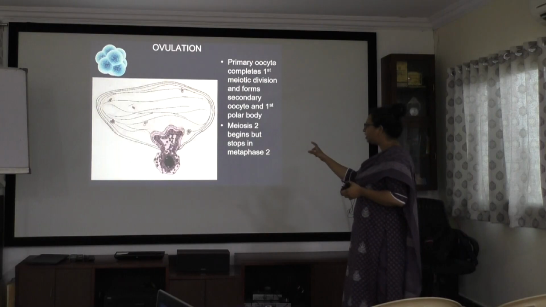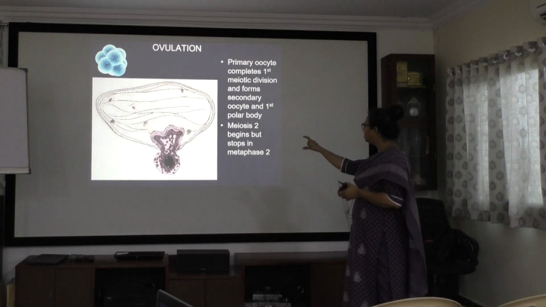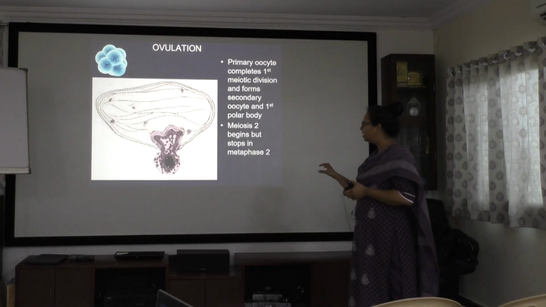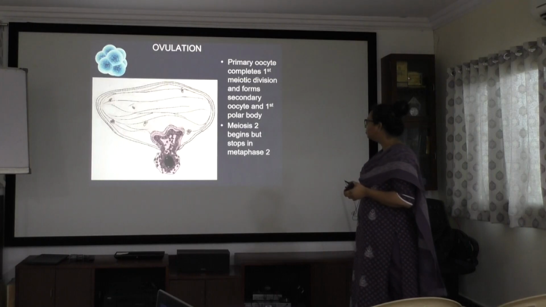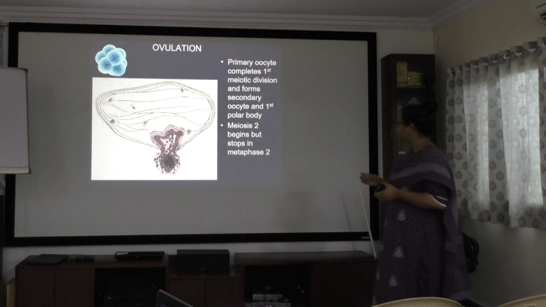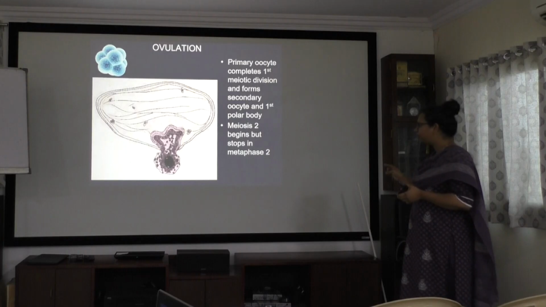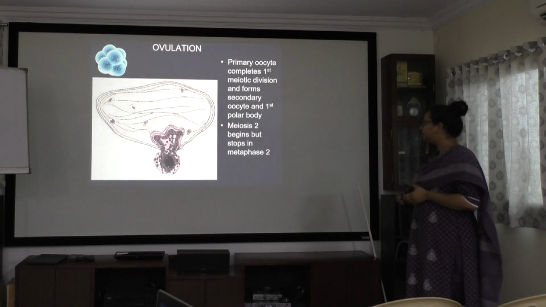During ovulation, the oocyte along with a few cells of the corona radiata and the first polar body are ejected or pushed out from the ovarian tissue. Here, meiosis II begins, but it is arrested in the metaphase II stage.